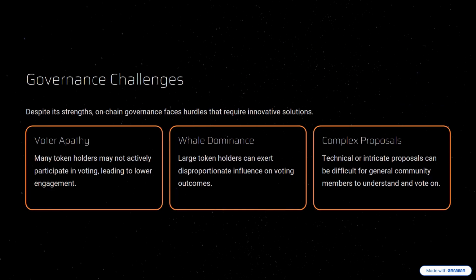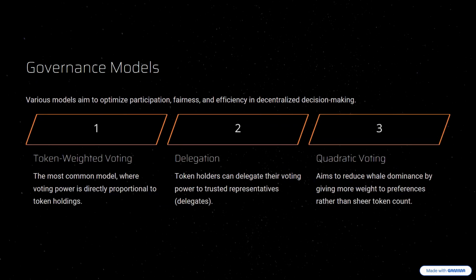To address these issues, protocols experiment with different governance models. These include token delegation, where users assign votes to experts, and quadratic voting, which reduces the influence of large holders while amplifying smaller voices. On-chain governance is how Web3 protocols grow, adapt, and stay decentralized. Understanding it is essential for anyone building or participating in DAOs.